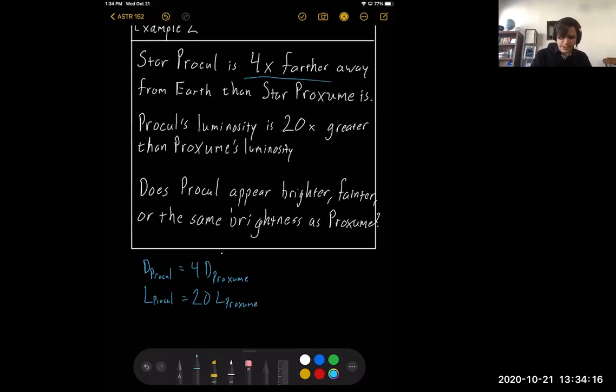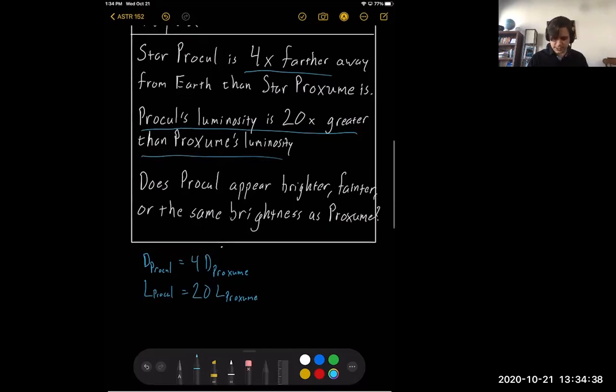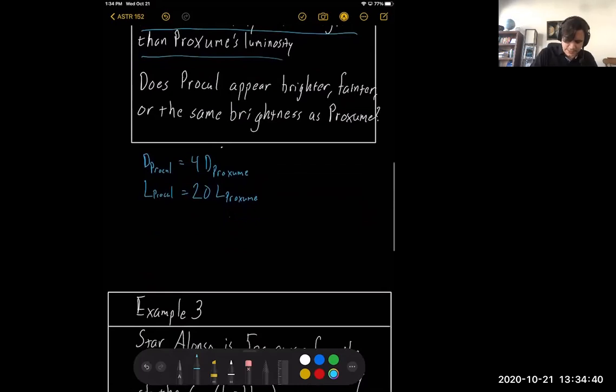So now I've written down the relevant information. So star Procule is 4 times farther away from the Earth than star Proxime is. Procule's luminosity is 20 times greater, so it's naturally 20 times brighter than Proxime. Does star Procule appear brighter, fainter, or the same brightness as Proxime? All right, so I've written down the relevant information, and now I can use that information to calculate my luminosity factor.